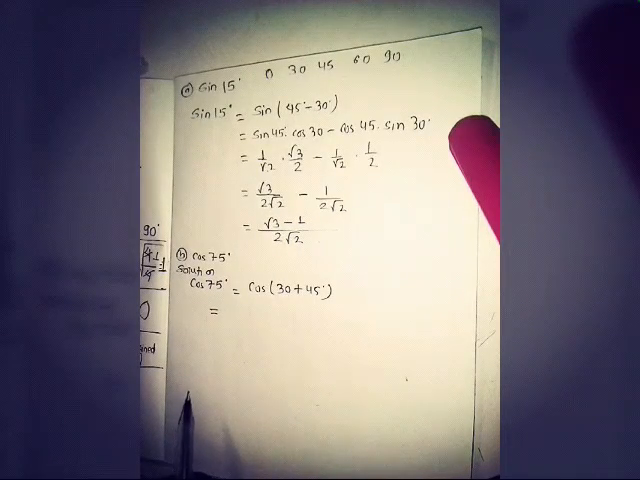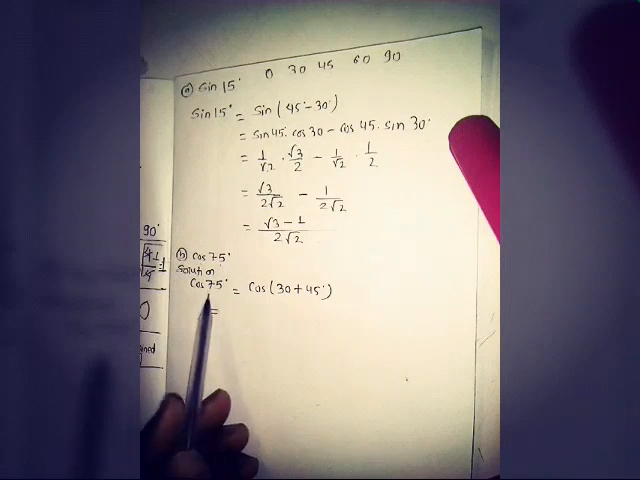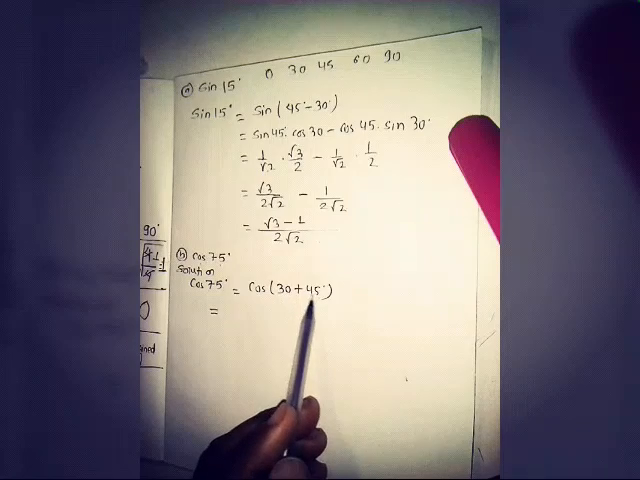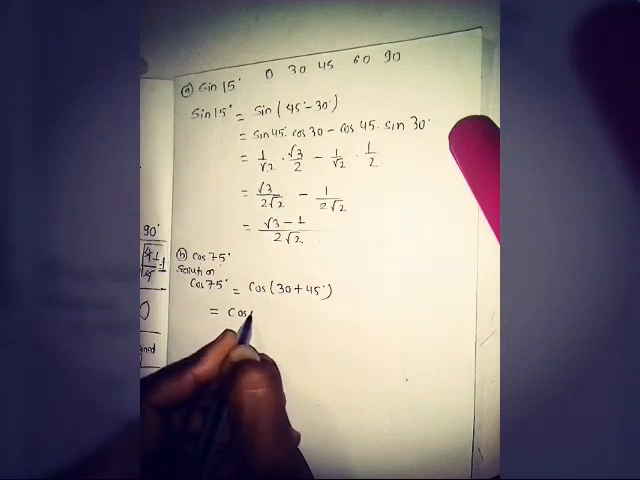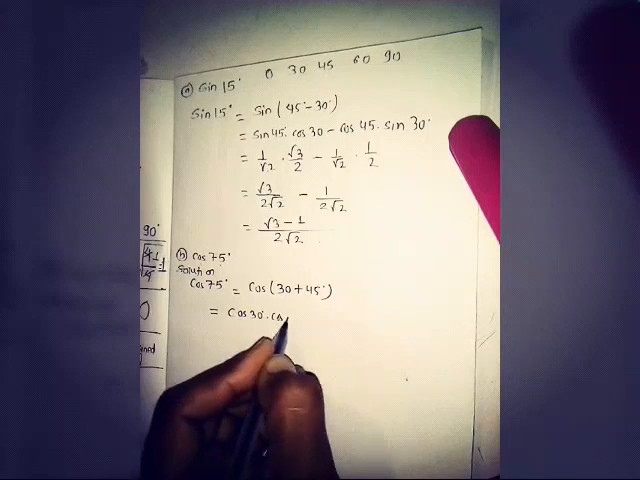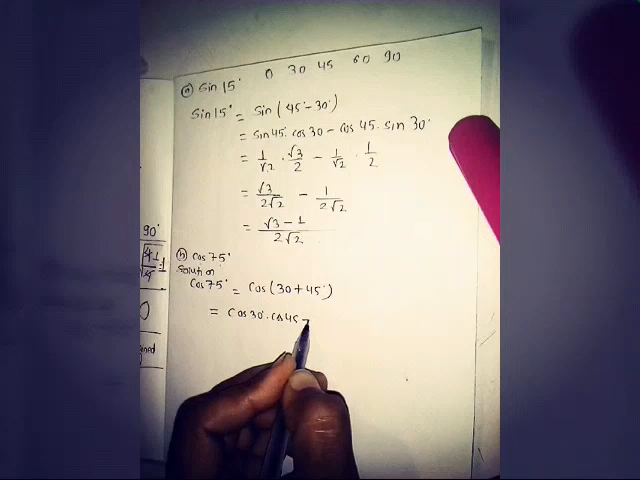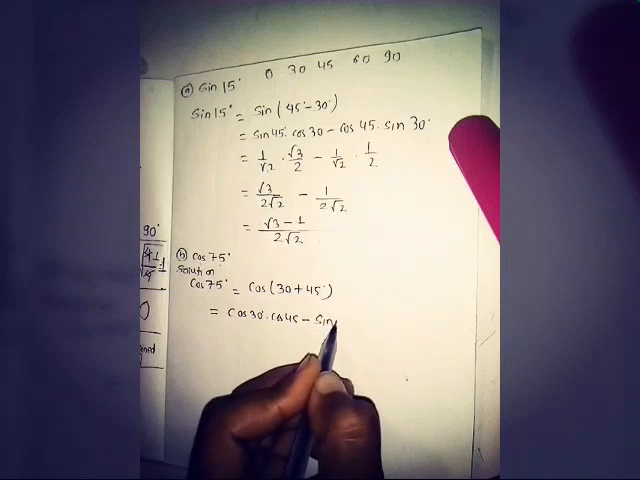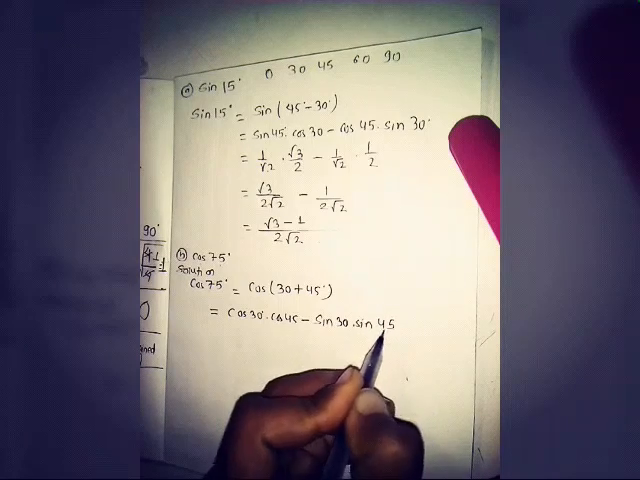Okay, similarly, let's try to solve cos 75 degrees. 75 can be written as the sum of 30 plus 45, which makes 75. So the formula for cos (A plus B) is cos A into cos B, and if there is a plus, there will be a minus. This is the pattern of cos. So minus sin A into sin B.